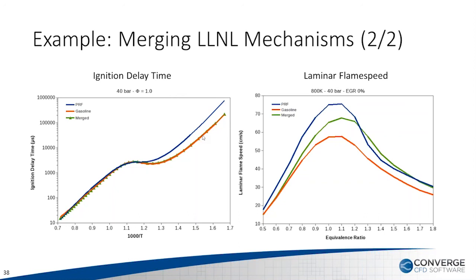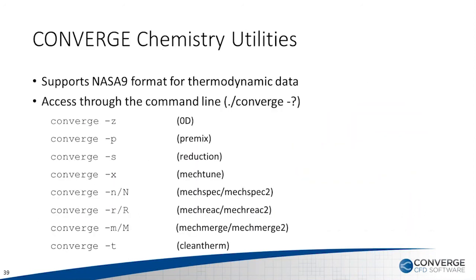So in this scenario, one solution is to run the mechanism optimization on the laminar flame speed. Let's say you want to keep the flame speed more like gasoline, then you can run the optimization and set the gasoline mechanism flame speed as a target. By the end, it will bring the flame speed down to the right line.